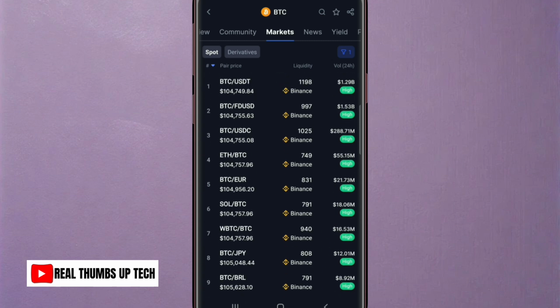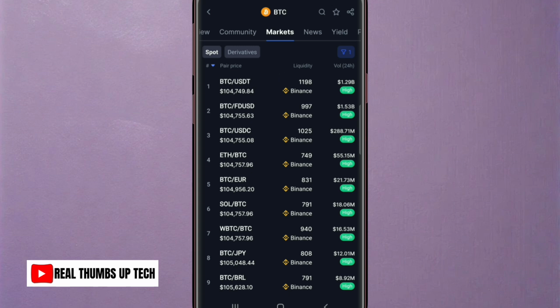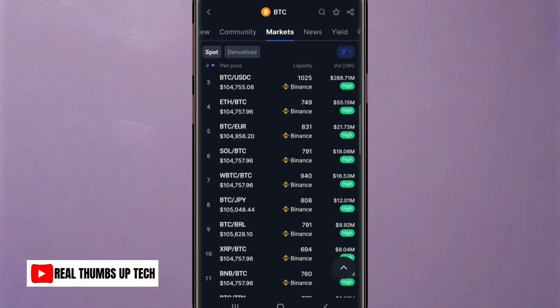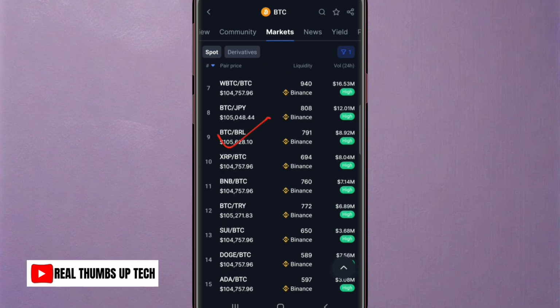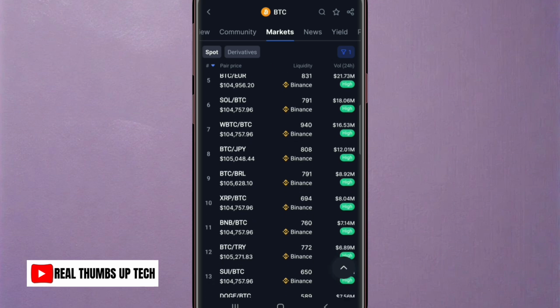You can scroll down and see many of them. So in this case, we've seen that BTC is sold at a rate of 104,749.84 here. And under here, it is sold at a rate of 105,628. Imagine the difference on the same Binance app. That means you can easily buy BTC here and sell it here with BRL. And since here we have BTC USDT, it means that you can use USDT to buy BTC. So once you buy the BTC, you now come over here and sell it for BRL.